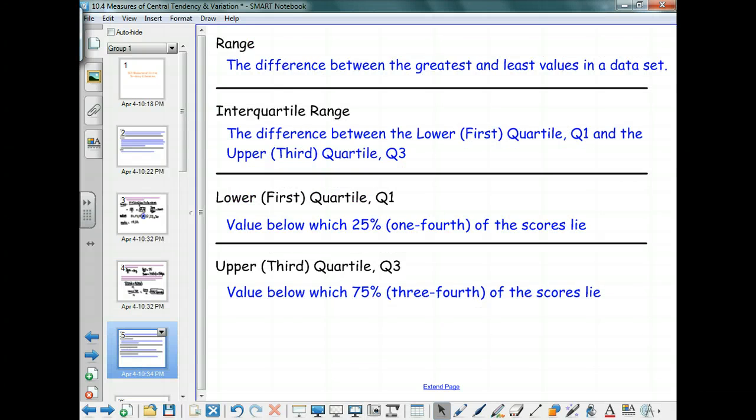Okay, I think we're going to stop there because that breaks the section in half. We have central tendency, and then the next section is actually about variation. So we'll come to that next time.